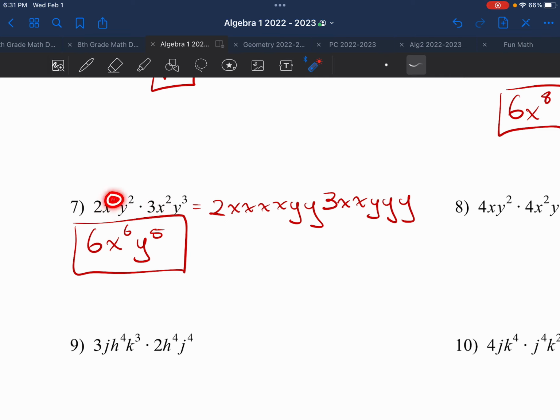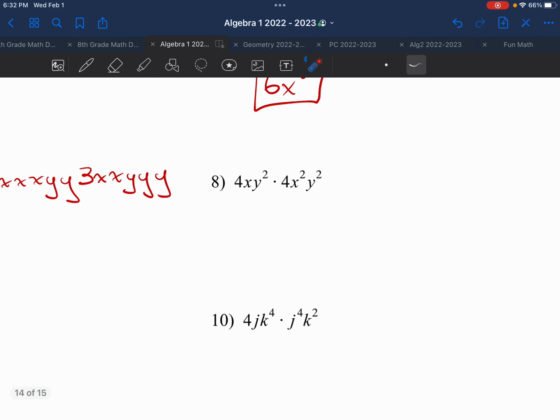Therefore, I'm going to add that 4 and that 2 to get 6. This is a y and this is a y. So I'm going to add 2 and 3 to get the 5. So if it's a different variable, then you like variables and variables that are the same. Those are the ones that you can use your shortcuts on. That'll be true in all future lessons as well.